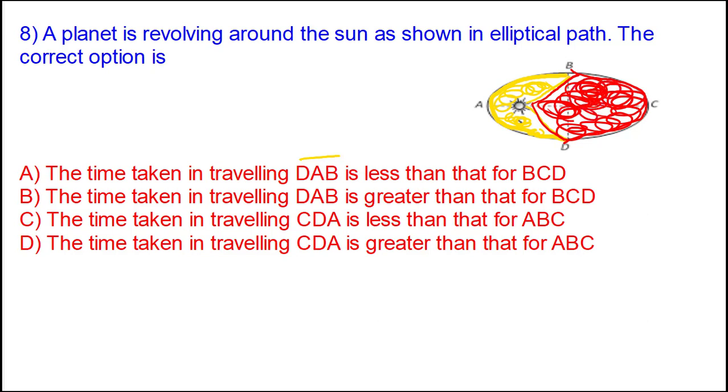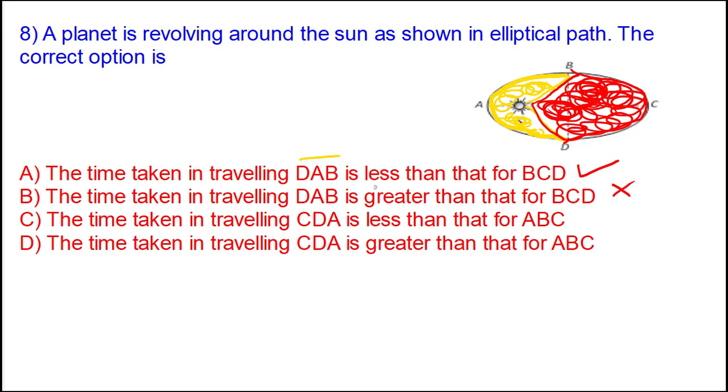Now as seen from this diagram, the red area is more and yellow is less. So according to Kepler's law, the planet sweeps out equal area in equal interval of time. So here, because the area of red is more, the time taken for BCD is more and DAB is less. So of course in this case this option is correct. The second option given is the time taken in traveling DAB is greater than that for BCD, but we have already proved that it is incorrect.